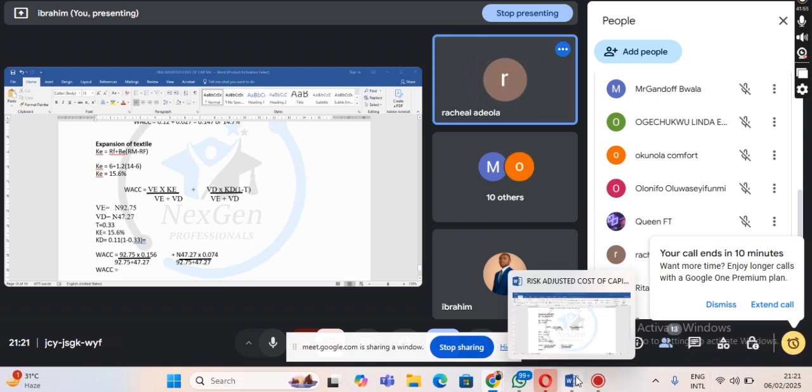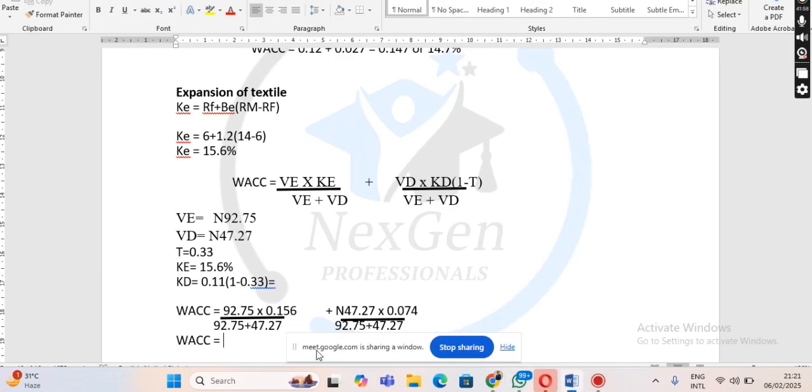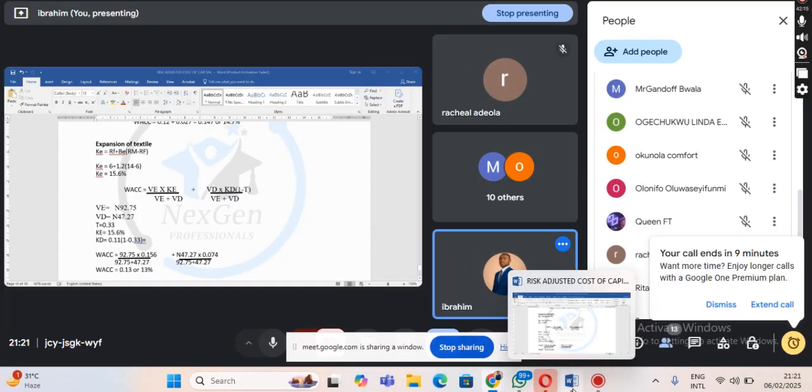0.13. Okay, that is 13%, right? So you can still argue further and say the appropriate discount rate that should be used to discount this expansion of the textile company is 13%, right? Because for every year, even if you are in the textile industry, the risk may likely change.